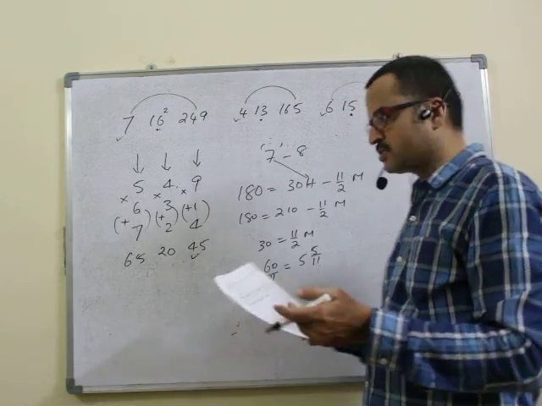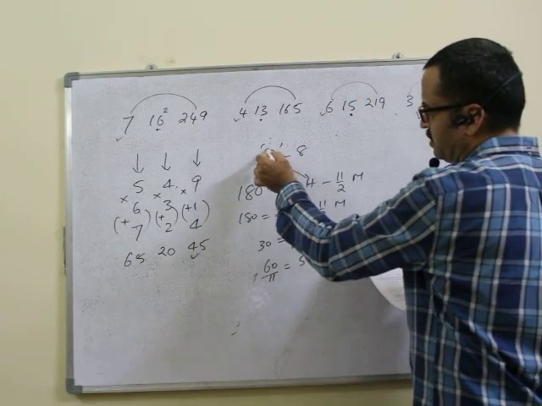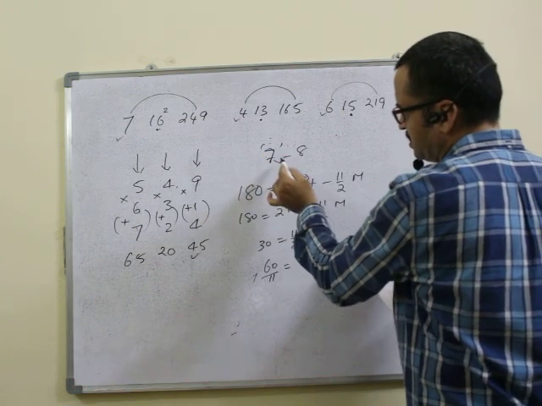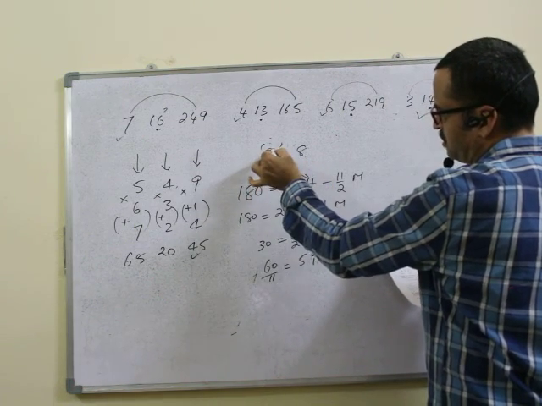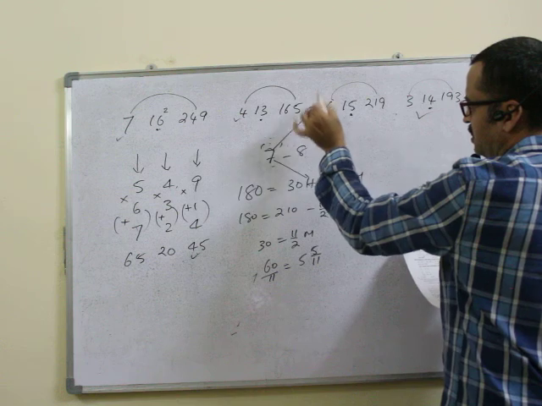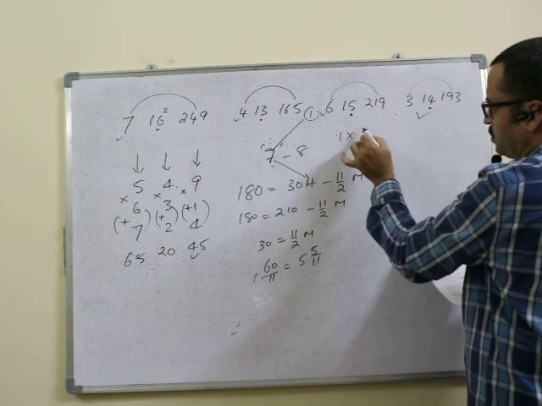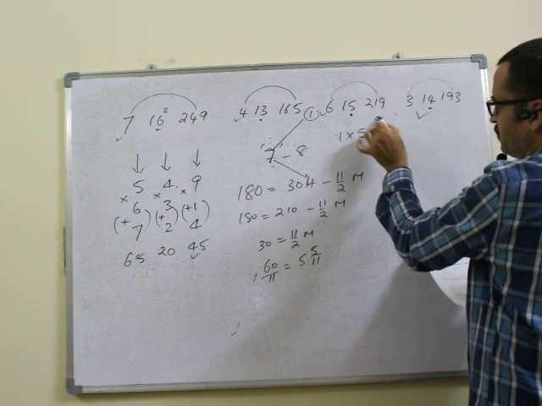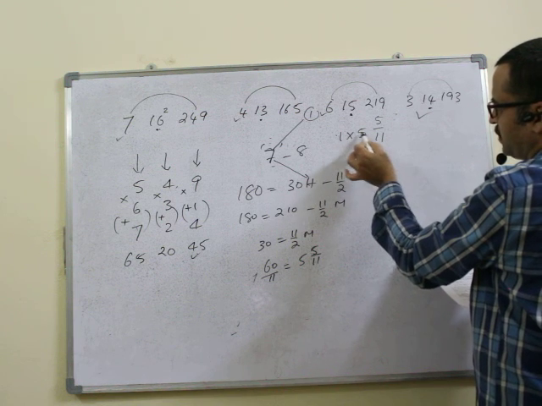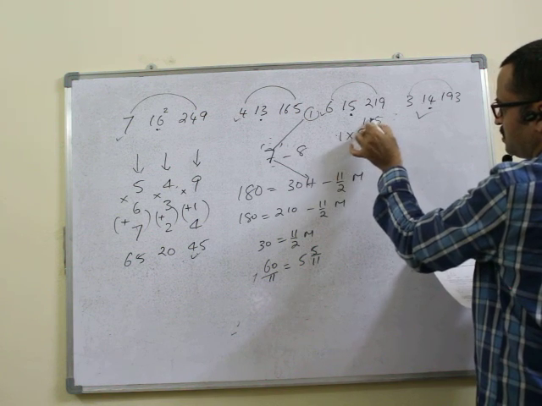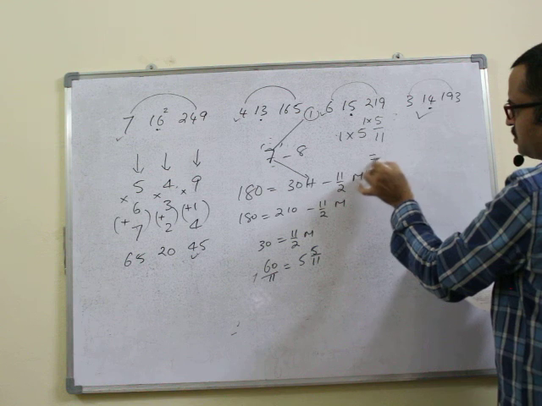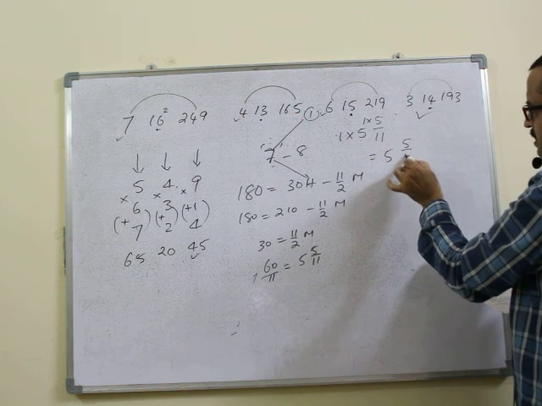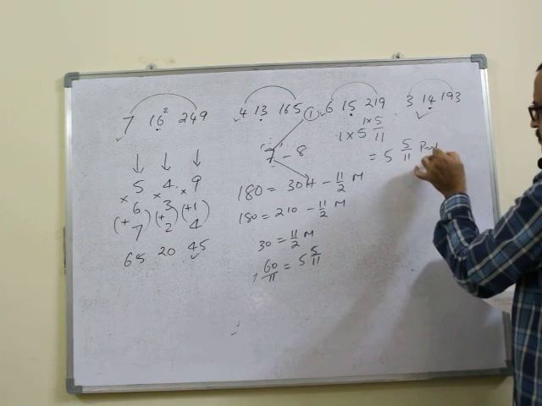5 by 11 minutes past 7. Of course, there is also a simple shortcut. See, whenever they give you like this, they say 7 and 8. Now see, what is the opposite number of 7? 1. So take 1 into, you remember this number, 1 into 5 by 11. 1 5 is 5. In the same way, 1 5 is 5, 11. So that is 5 by 11 past 7.